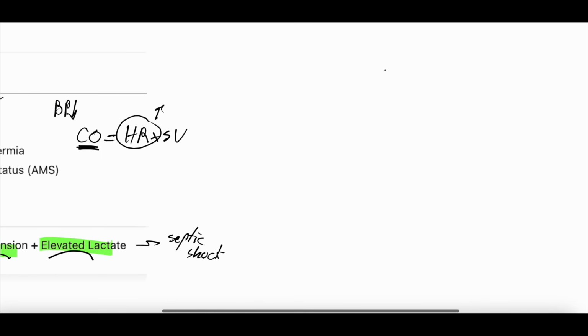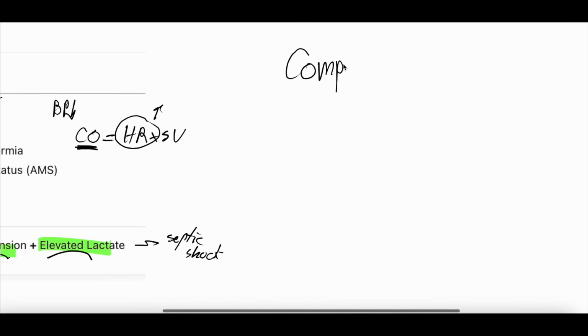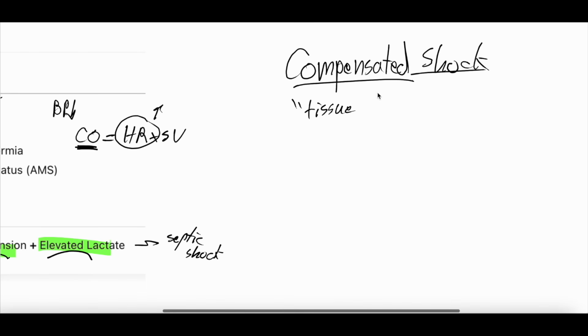We sometimes talk about these things: compensated shock, which sounds like an oxymoron, because how can you be in shock if you're compensated? All right, but for the definition of the term shock, we talked again, tissue hypoxia. And you can have a small amount of tissue hypoxia or impending tissue hypoxia while still normotensive. And this is that compensated shock.